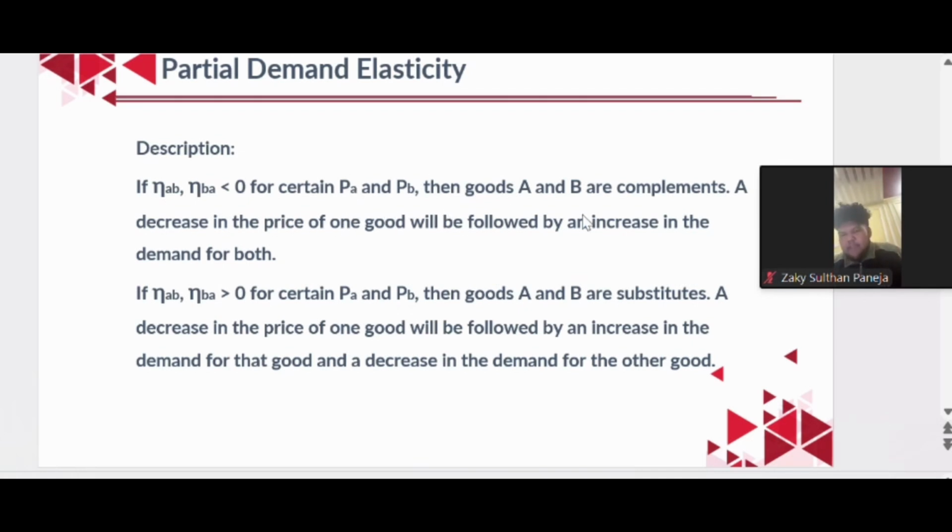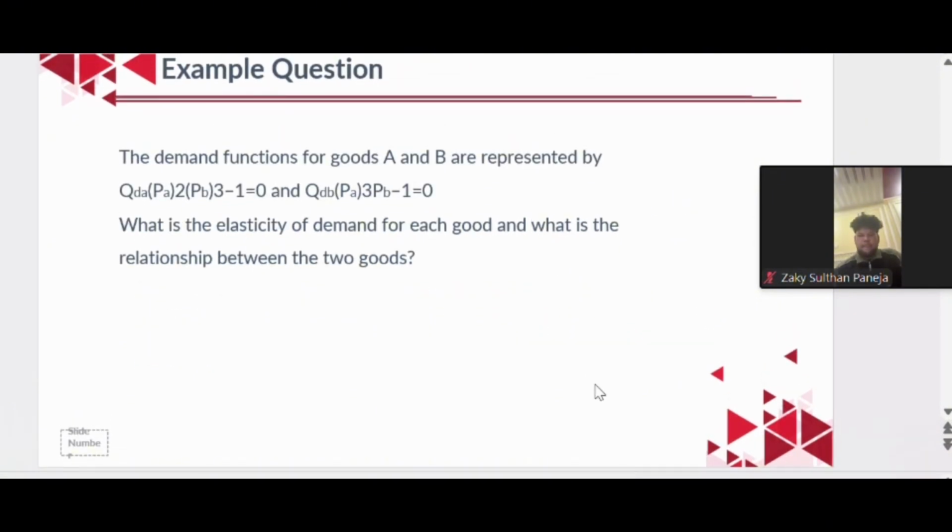If the elasticities AB and BA are less than zero for certain price A and price B, then goods A and B are complements. A decrease in the price of one good will be followed by an increase in the demand for both of them. If the elasticities AB or BA are more than zero for certain prices, then goods A and B are substitutes, followed by an increase in the demand for one good and a decrease in the demand for the other good. And this is the example question.